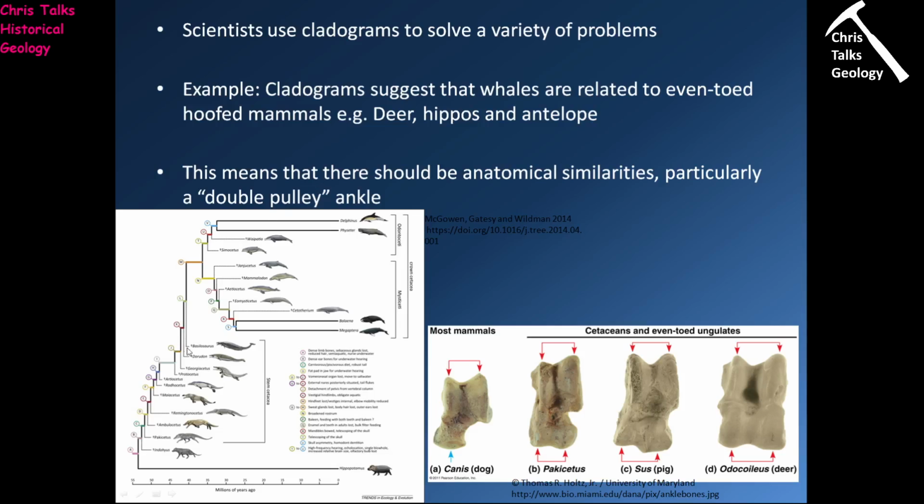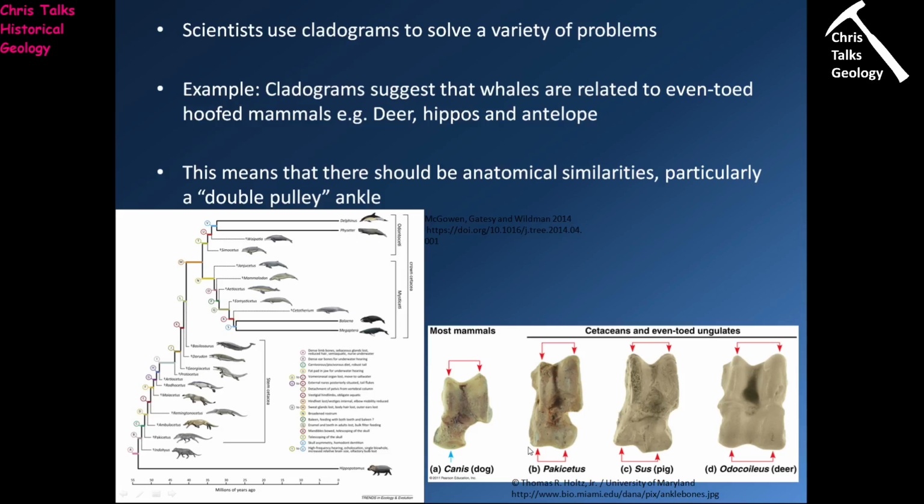So this means that if we do this kind of analysis, there's going to be some kind of similarity between these organisms. So one of the similarities we can look for is something called a double pulley ankle. So if we have a look at this picture here, what can we see? Well, here we have the ankle for a dog, and then we have the ankle for a range of hoofed mammals. So the thing you'll notice is you can see we've got the two lumps on the top and we have the two mounting points on the bottom.